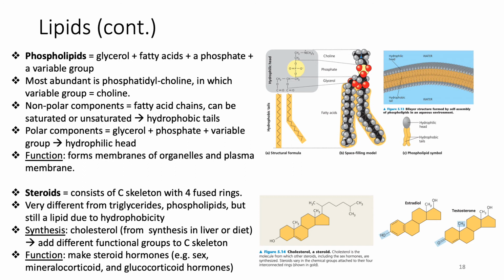Steroids are lipids characterized by a carbon skeleton consisting of four fused rings. Different steroids such as cholesterol and sex hormones are distinguished by the particular functional groups attached to the ensemble of rings. And cholesterol is a crucial molecule in animals. It is a common component of animal cell membranes and is also the precursor from which other steroids such as sex hormones, mineralocorticoids, and glucocorticoids are synthesized.